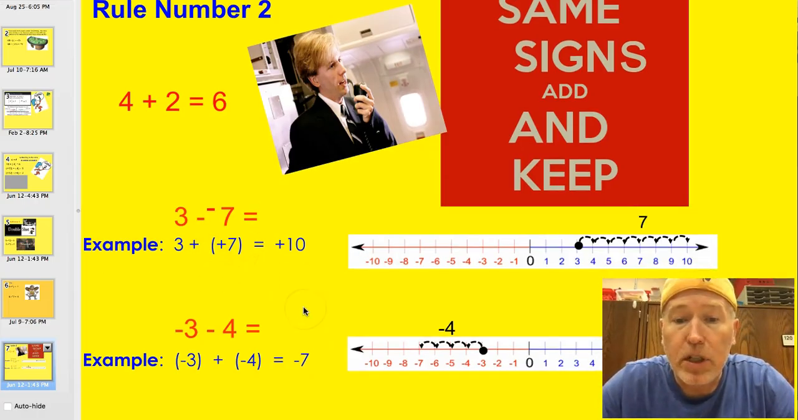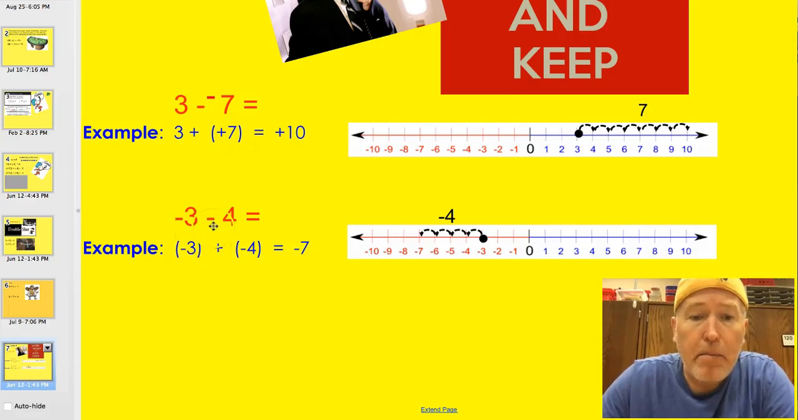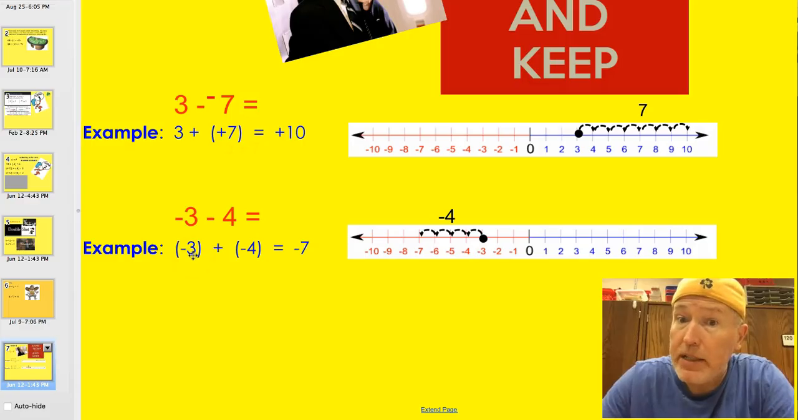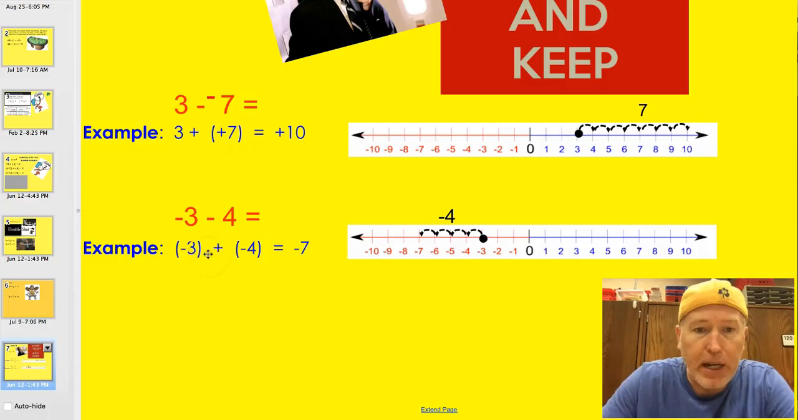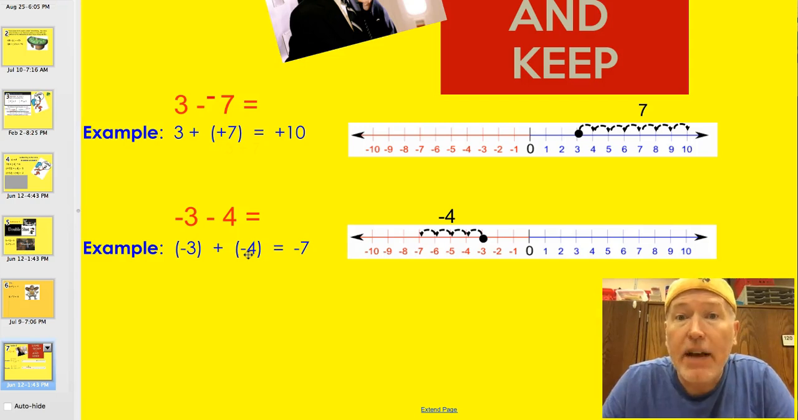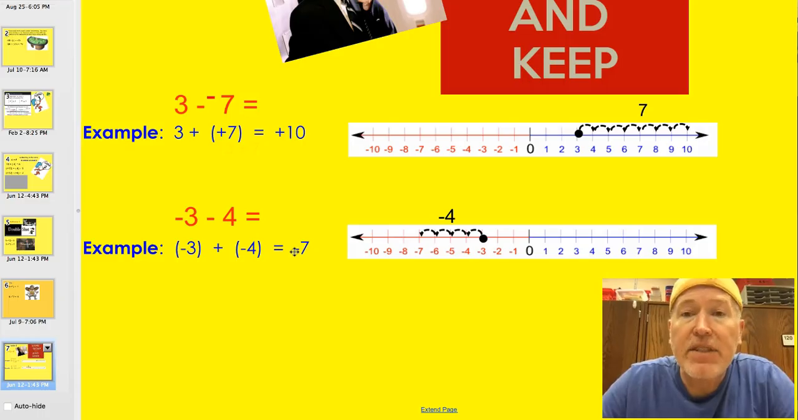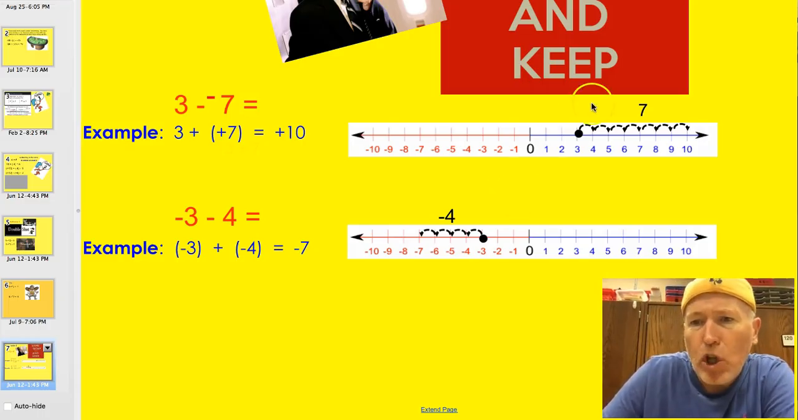The next example is a little different. Take a look. A negative 3 minus 4. Well, we can think about that because subtracting is the same thing as adding a negative. We can think about that as a negative 3 plus a negative 4. They both have the same signs. Add them together. 3 plus 4 is 7. Keep the sign. They're both negative. Negative 7.